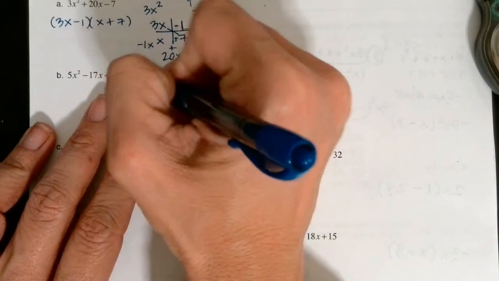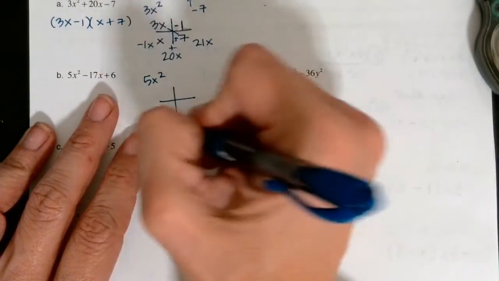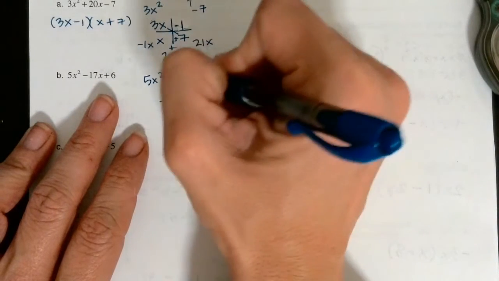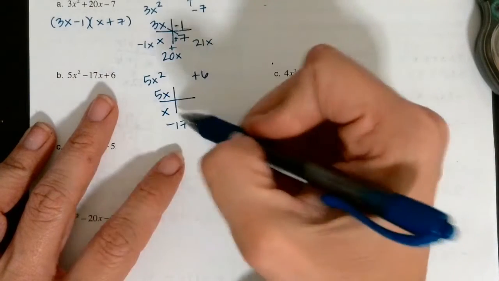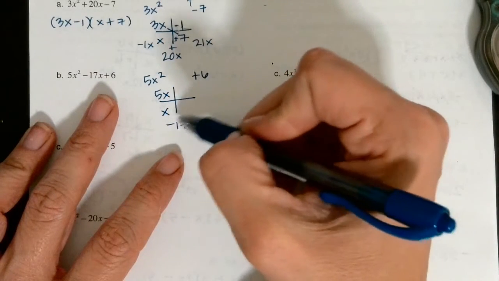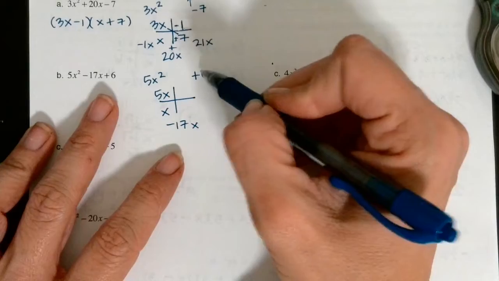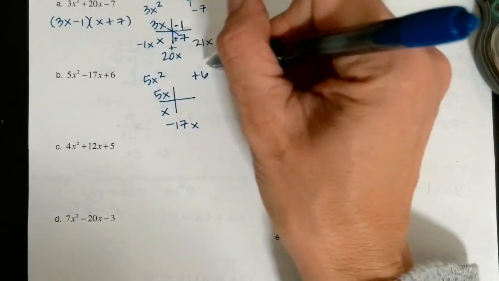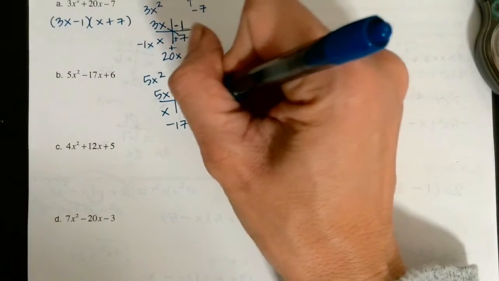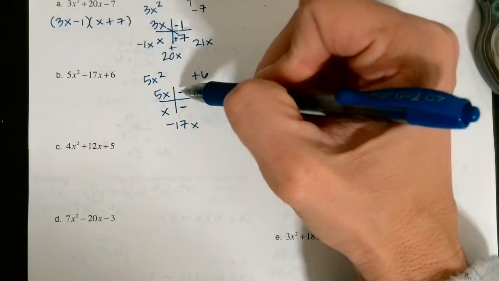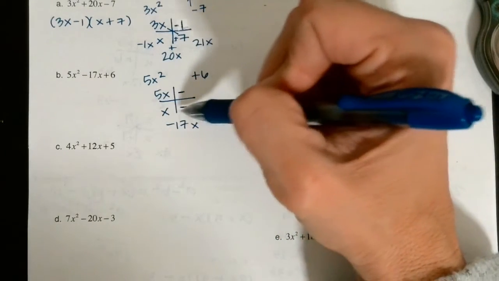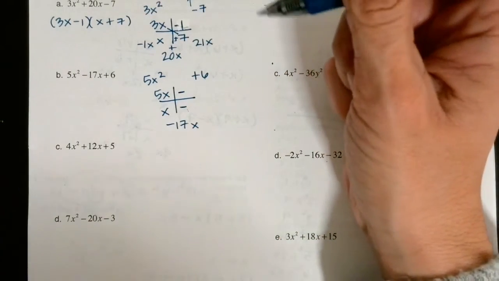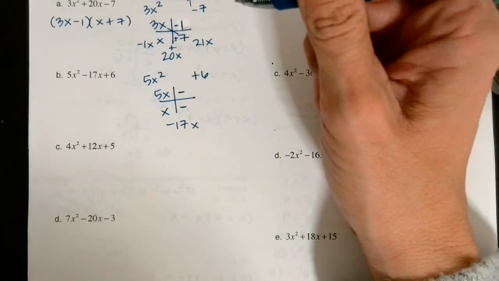Now we're at this guy right here, 5x squared minus 17x plus 6. So 5x and x. I'm noticing I have more negatives down here, but this is a positive. The only way I can have this be negative and this be positive is if both these numbers are negative, because a negative times a negative is a positive, and when I cross multiply, those numbers will both be negative, and when I combine like terms, they'll stay negative.